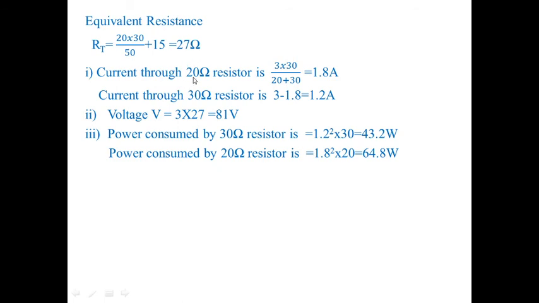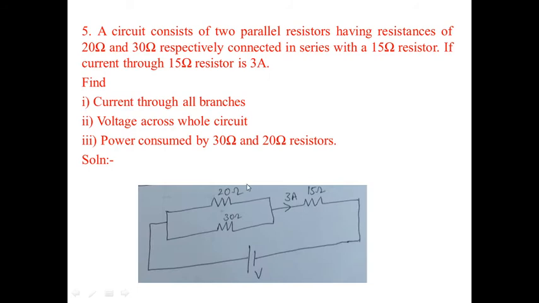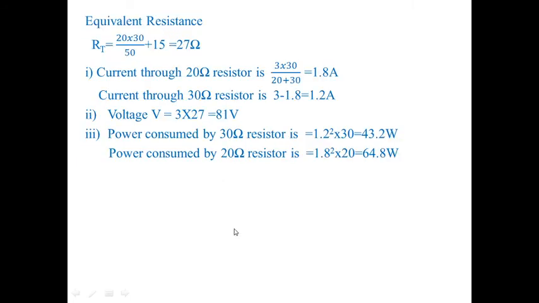So, what is the current through the 20 ohm resistance? According to the current division formula, with the main current 3 amps, the current through the 20 ohm resistance is 3 into the resistance of the other branch, that is 30, divided by the total resistance, 20 plus 30. So 3 into 30 divided by 20 plus 30 is 1.8 amps. The current through the 30 ohm resistance is the total current 3 minus 1.8, so it is 1.2 amps.